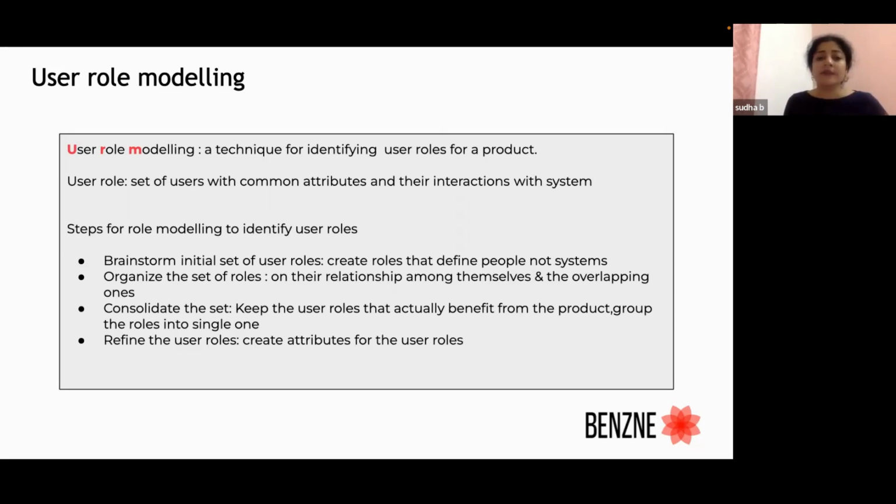So what are the steps for user role modeling? I'll just take you to the Miro board. I would like to give you an example of a job site. We all know about job sites like Naukri. We search for jobs, and probably we also post jobs, the recruiters, or else we post jobs as well, right? So that's the product that we want to build.